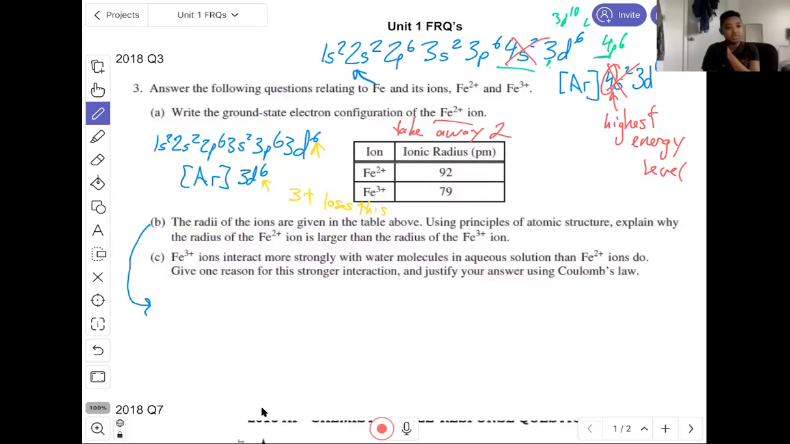Where I'm kind of confused though is that they both only lost 1 whole energy level. So both still have 3d, right? My answer? I said that because Fe3+ has fewer electrons, this allows the nucleus to pull harder on the remaining ones, which decreases the radius. That is almost all the way there. You also have to talk about what the electrons are doing to each other. Oh, repulsion.